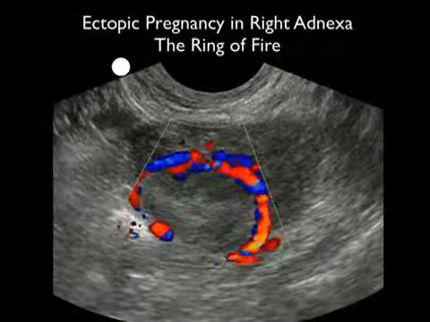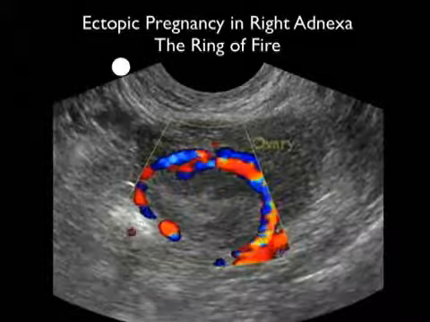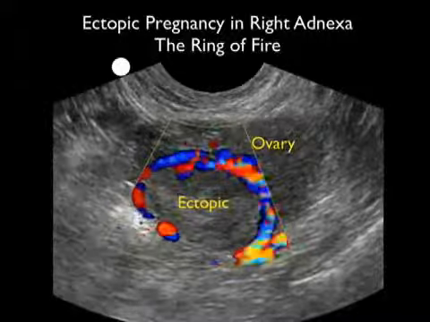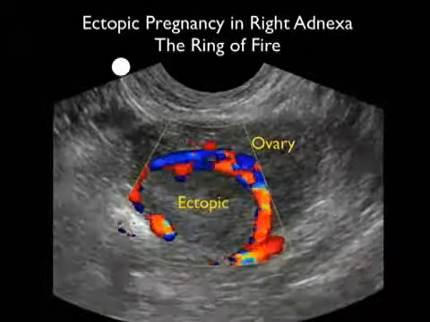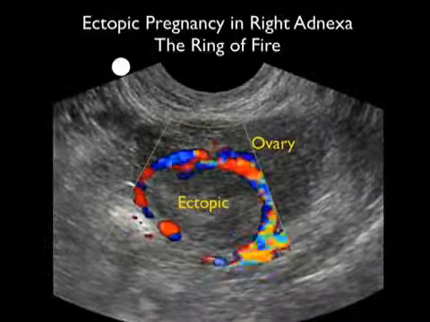And what's interesting is, as we put Doppler flow on that complex pelvic mass, we notice the presence of the ring of fire, very suggestive of an ectopic pregnancy. And the reason for the ring of fire is that the ectopic pregnancy pulls a huge amount of vascularity towards it. And using the Doppler, we can separate the ectopic from the ovary above it.